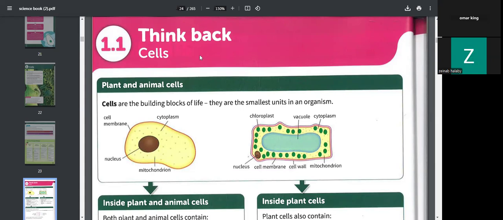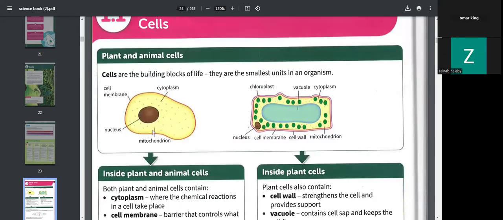We have plant cells and animal cells. So cells are the building blocks of life. They are the smallest unit in an organism. What are the differences and similarities between the plant cell and animal cell? Firstly, we must know that both plant cell and animal cell have a nucleus. This is the nucleus.